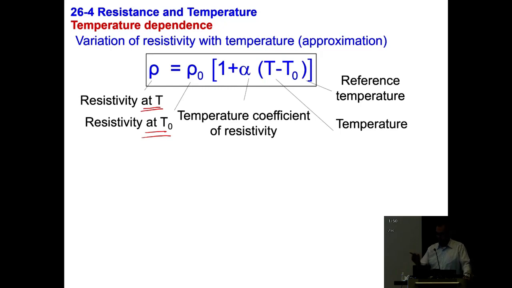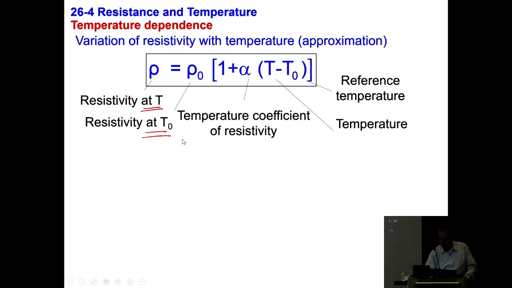Okay? So usually we measure the resistivity rho 0 at room temperature. But if the conductor is heating up and the temperature increases, for example, to 200 degrees centigrade, the resistivity or the resistance of the material will not remain the same. It will change with temperature, and we have to account for that.